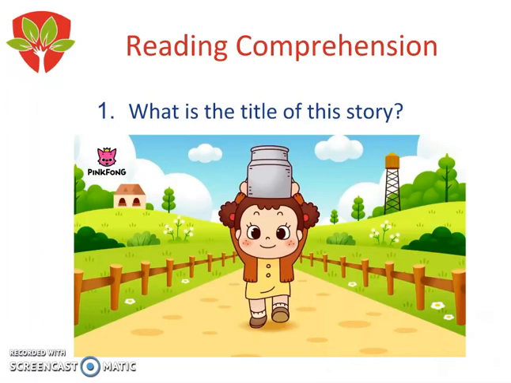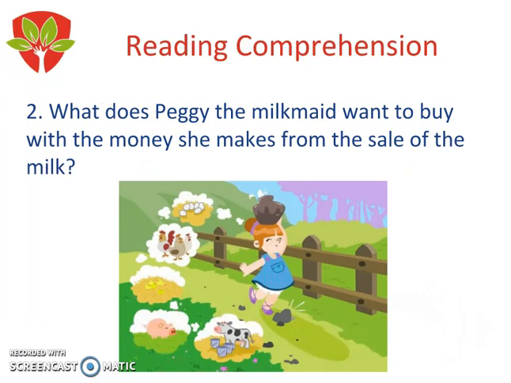Okay, let's go. So in number 2, look at the picture. Remember, what does Peggy, the milkmaid, want to buy with the money she makes from the sale of the milk? Remember that this girl has a milk pail on her head, and on that milk pail she has some milk. So what does she want to buy when she sells the milk? Look at the picture, and there you have some options. Try to think according with the pictures.